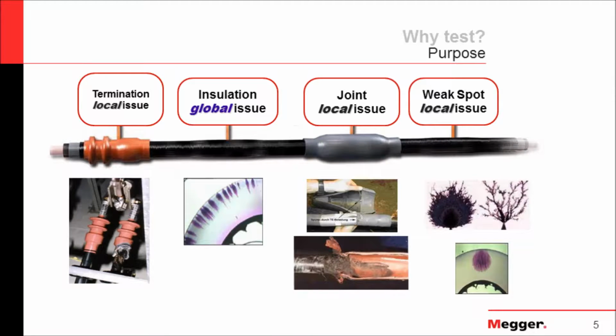And because you have water trees all over your cable, this is considered a global issue. And you also have more localized issues, of course, like a bad joint, a bad termination, or a localized weak spot, like a localized water tree, or an insulation dig-in, something like that.